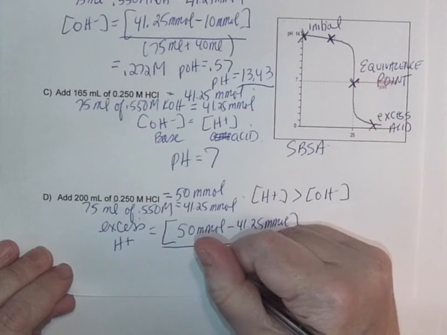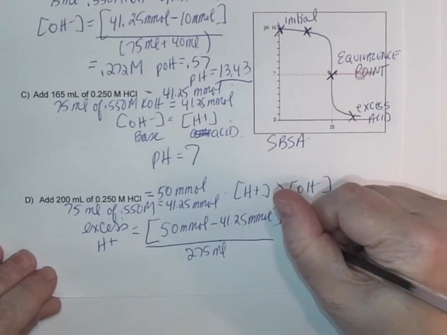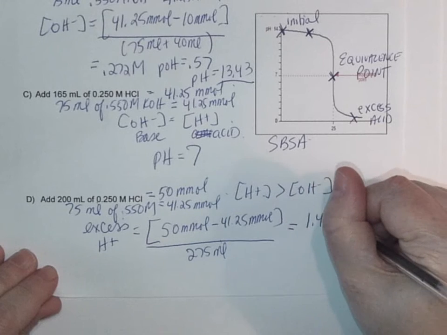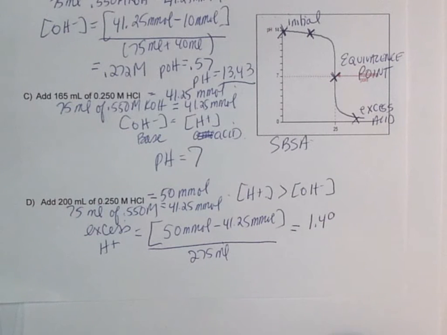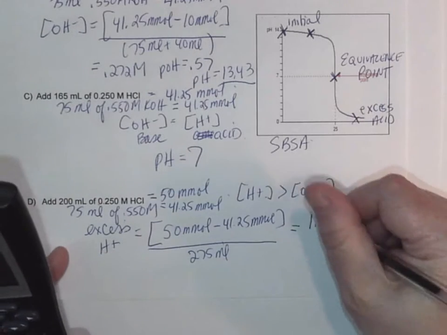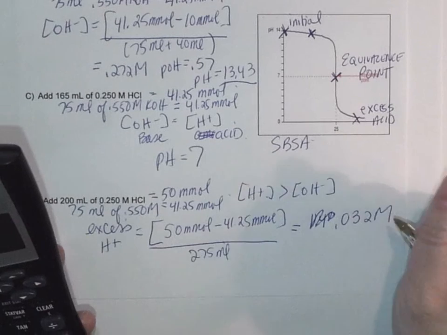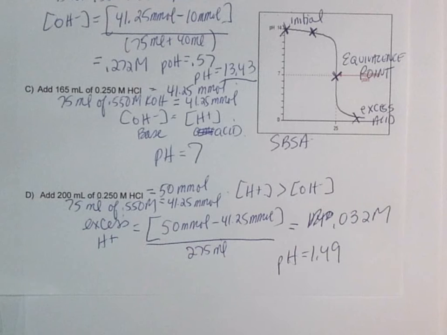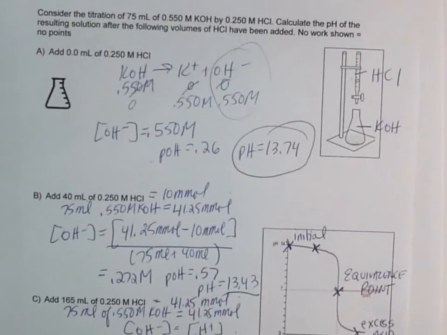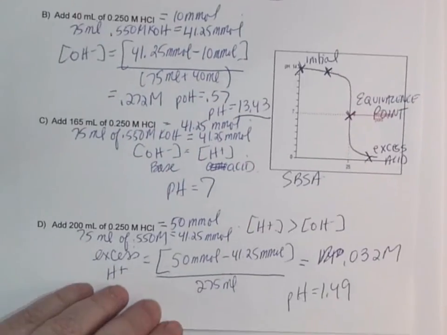So I have 275 milliliters, and this becomes 1.4, well, it doesn't become that. That's its pH. So let me just see what I get here. So I have 50 minus 41.25 divided by 275, and I get 0.032 molarity. And that is the one that's going to give us a pH of 1.49. So it makes sense that I am now in the excess amount of acid, and that's what I'm going to get. So that is your first one. It doesn't matter you started with a base, the same thought process went all the way down.